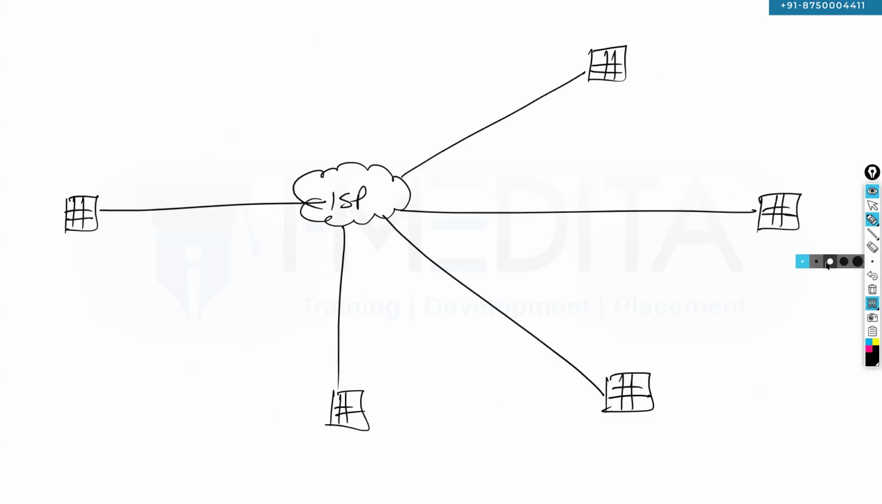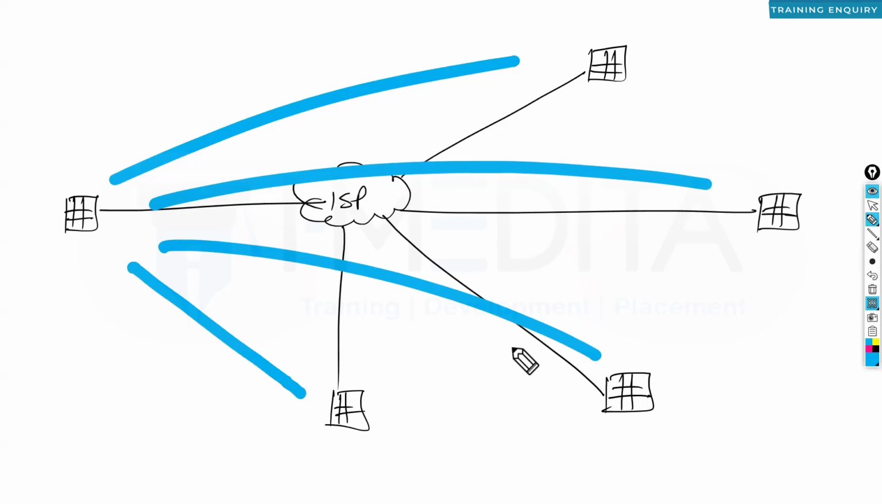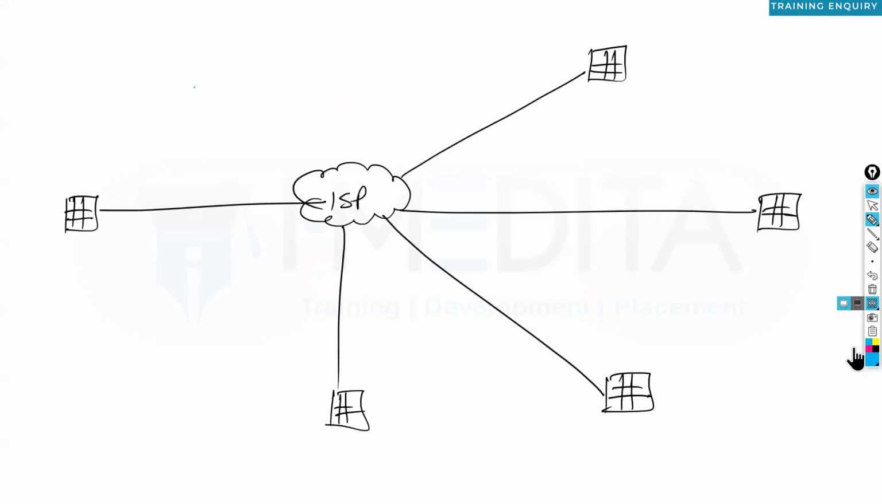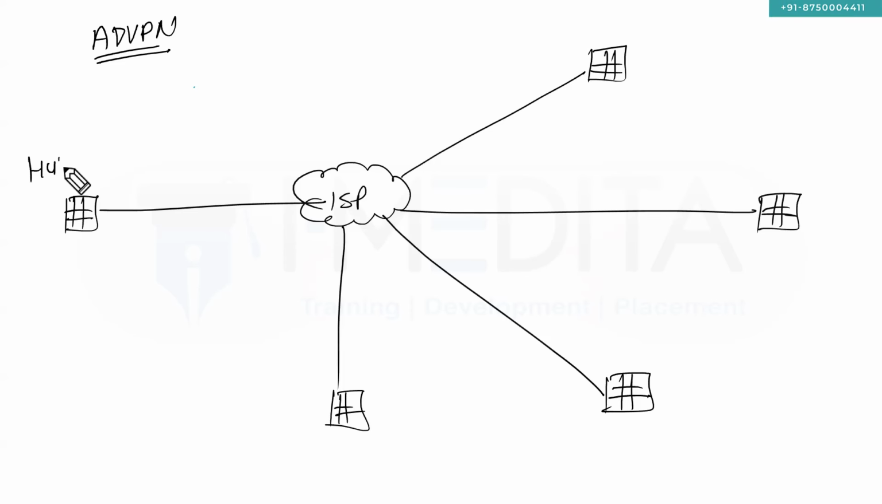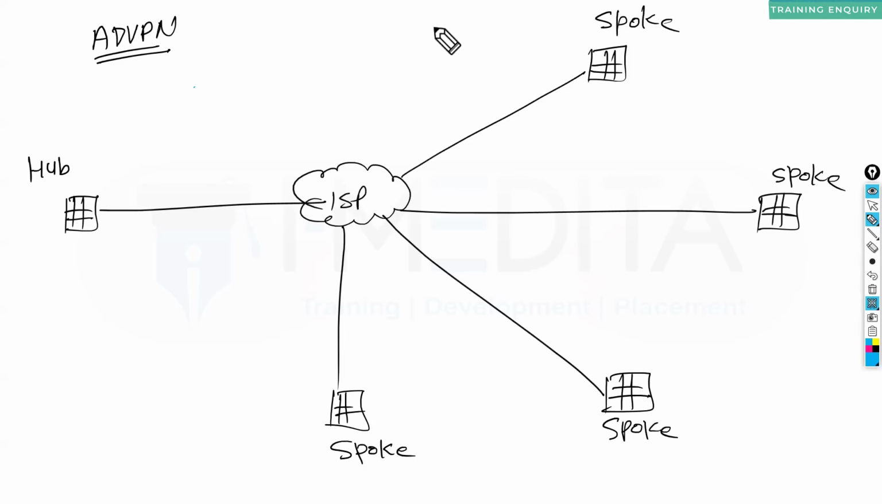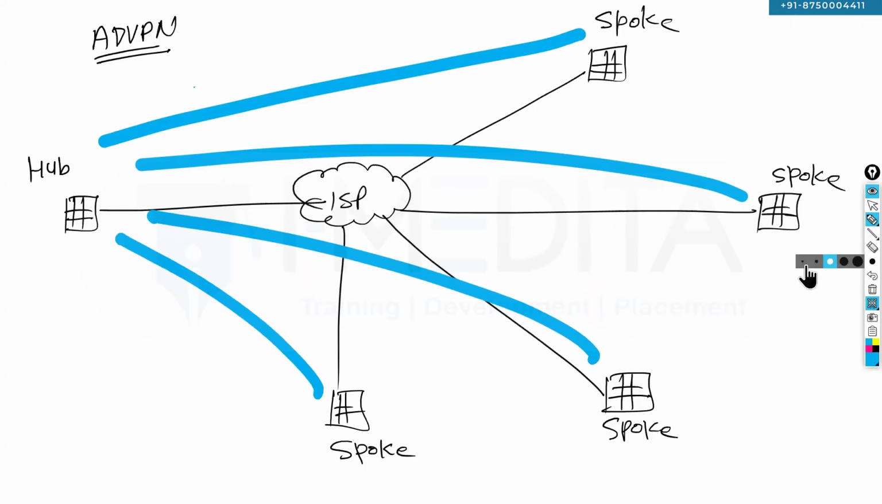Now we want them to be able to communicate with each other. Which kind of VPN do we have to deploy here? For secure communication, we have to configure site-to-site VPN. Site-to-site VPN is actually point-to-point VPN. But here we want a full mesh VPN. Full mesh VPN is ADVPN. So instead of site-to-site VPN, we will deploy ADVPN, Auto Discovery VPN. In ADVPN, we configure one device as hub, and the others we configure as spokes. First of all, each spoke in ADVPN will register itself with the hub and they will create a static tunnel.